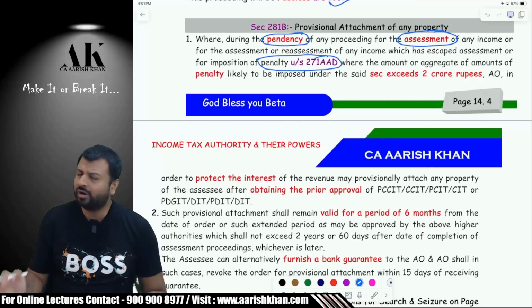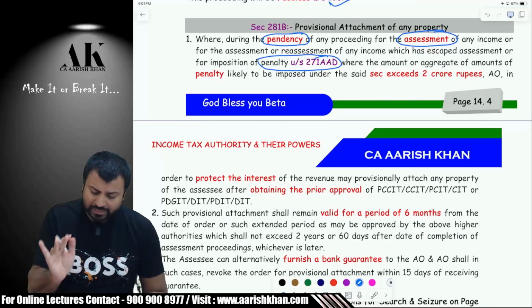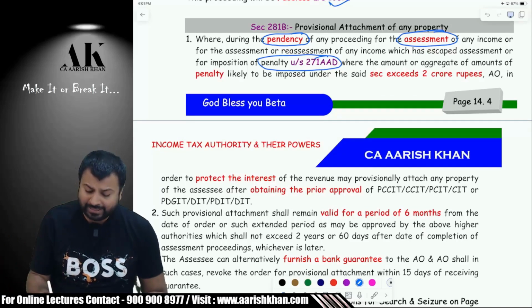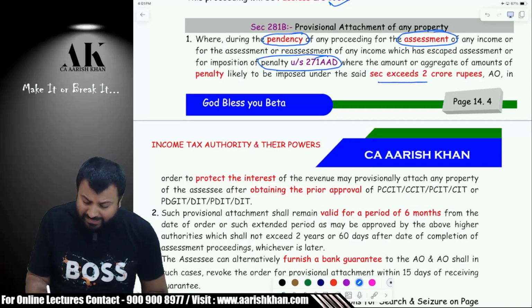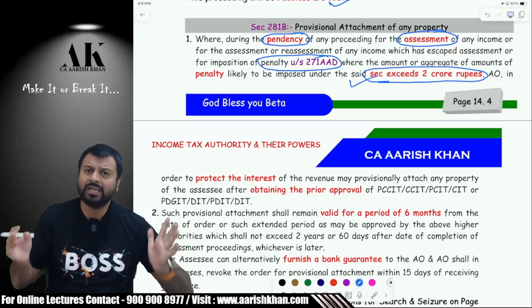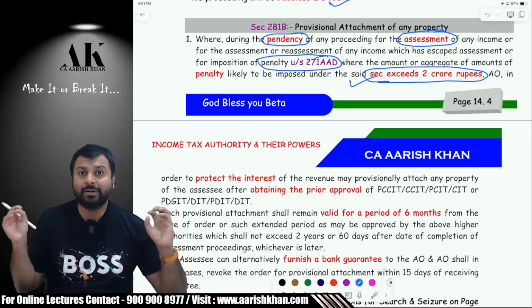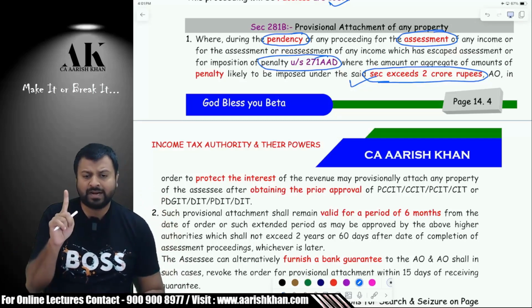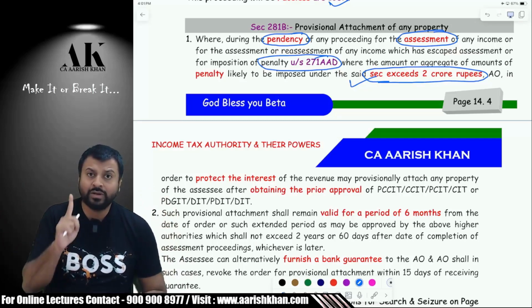Not all penalty proceedings are covered. Only one penalty proceeding under 271AAD, and that too if the penalty is likely to exceed 2 crore rupees, only then can they do what? They can do provisional attachment. In case of assessment proceeding, for any assessment they can attach. But in case of penalty proceeding, only one penalty, that is 271AAD, that too if the amount to be imposed exceeds 2 crore rupees.